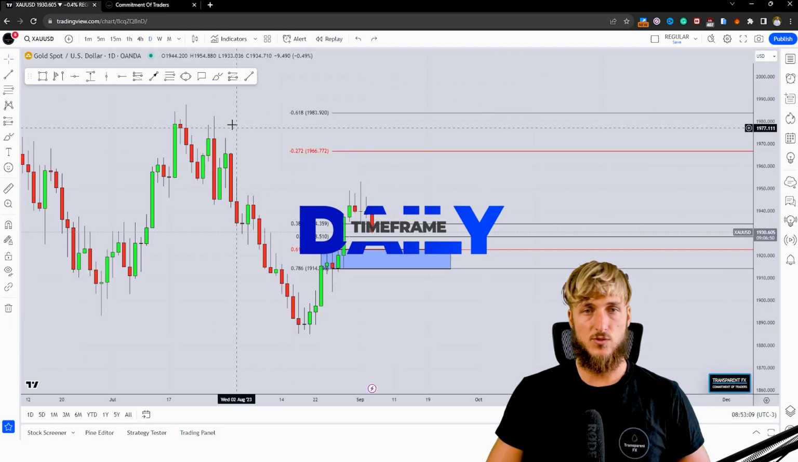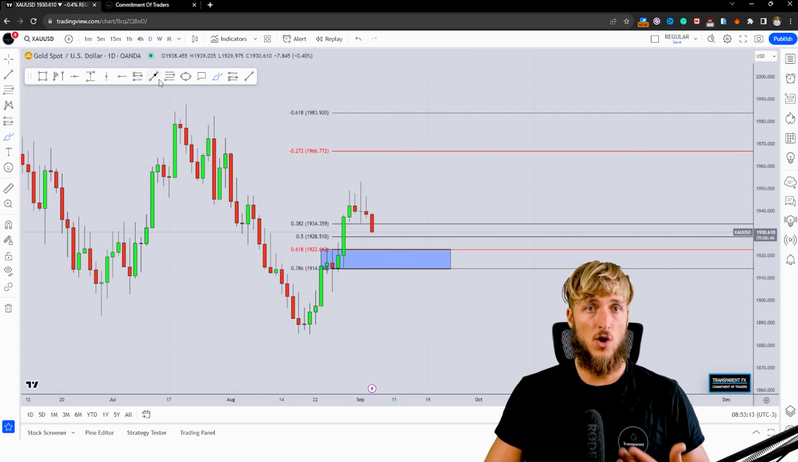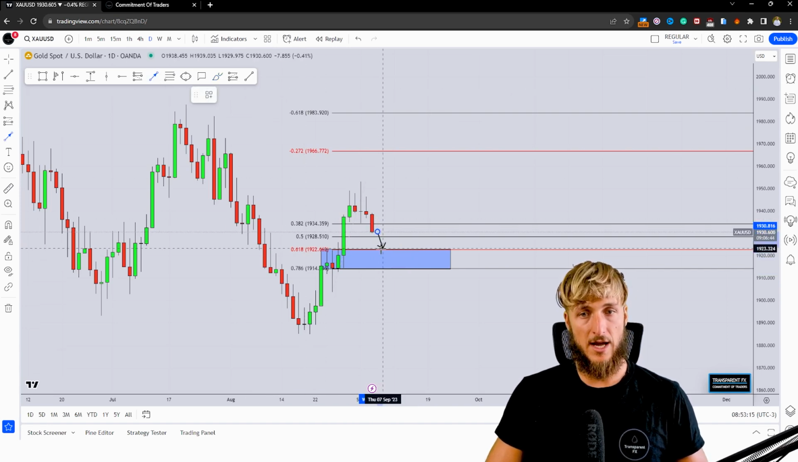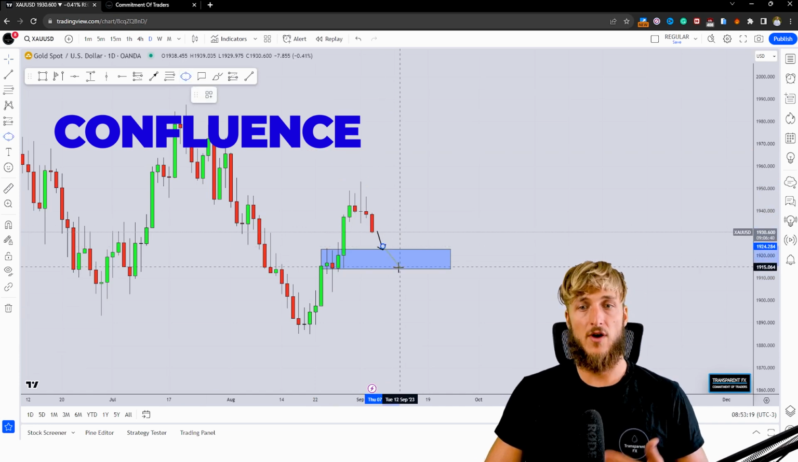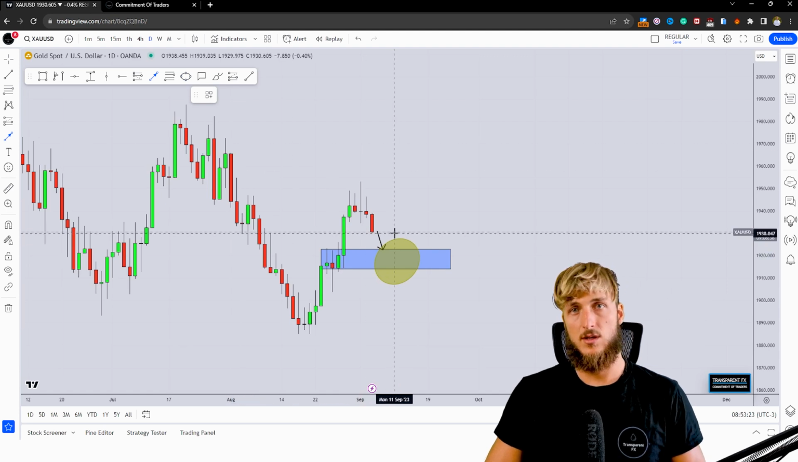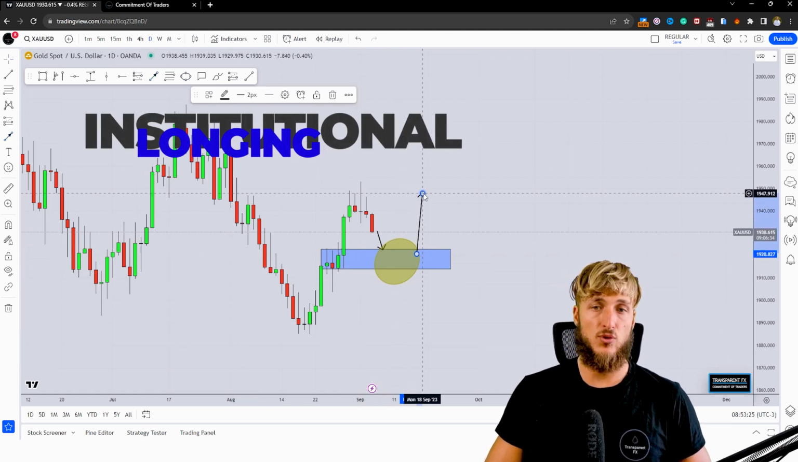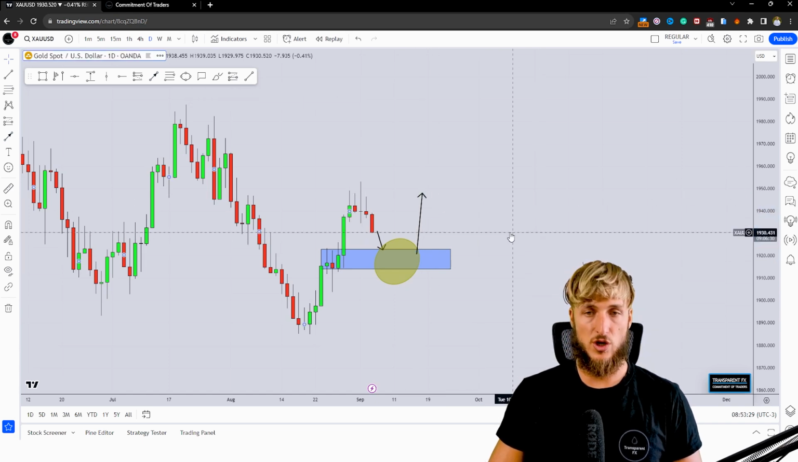Now, combine this with the fact that from a daily perspective, we have confluence of support here. We can notice how if the market will actually reach this area, we would have good probabilities inside of a confluence of support area to see even more institutional longing, which at that point in turn would further increase the probabilities of a potential rejection higher.